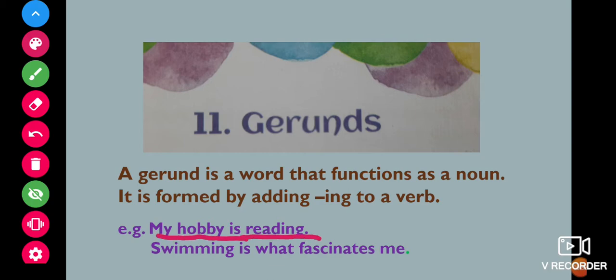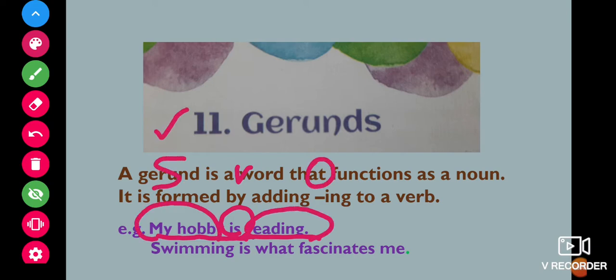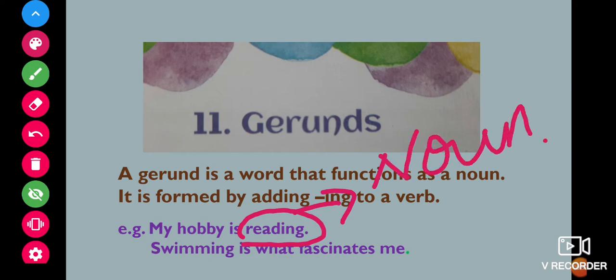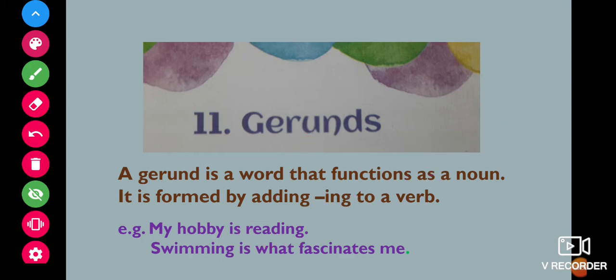My hobby is reading. Here is the verb, my hobby is the subject and reading is the object. And as we know, subject and object both are nouns. So in this sentence, reading is acting as a noun and it also has ing at the end. So here reading is a gerund.